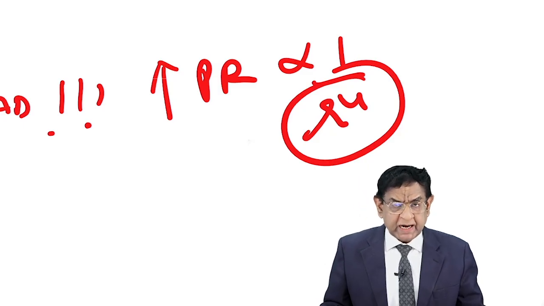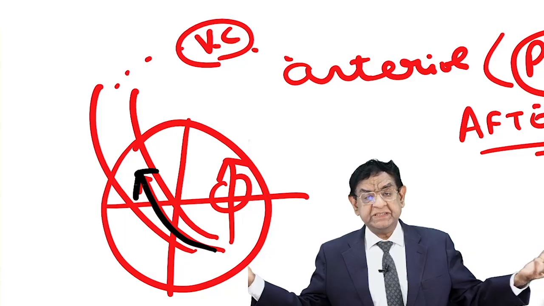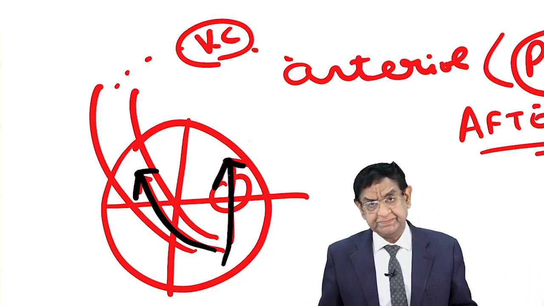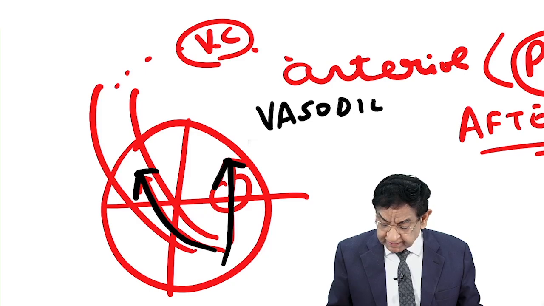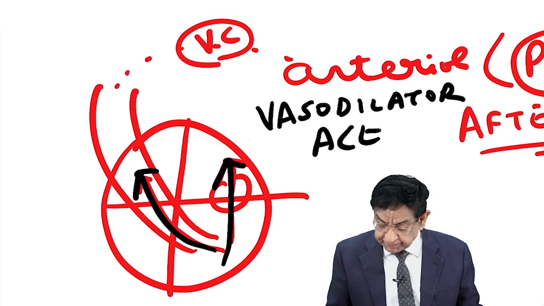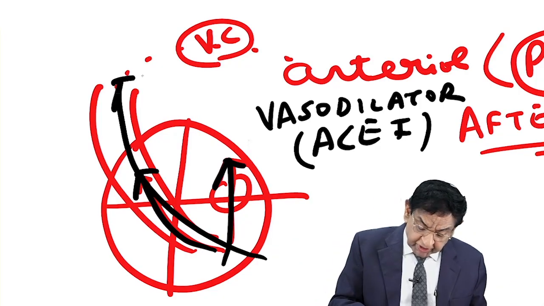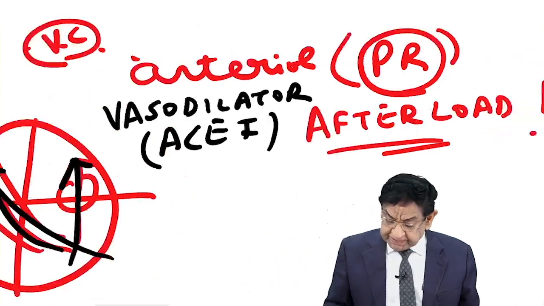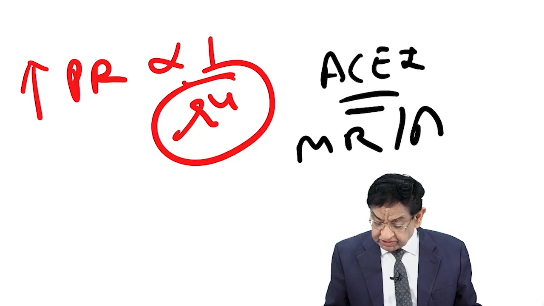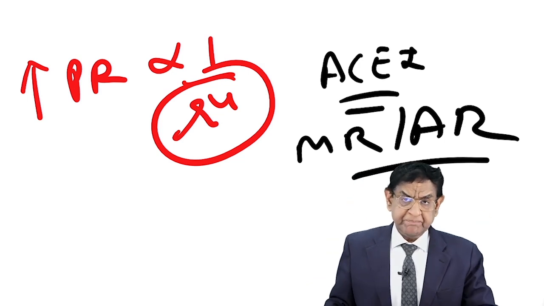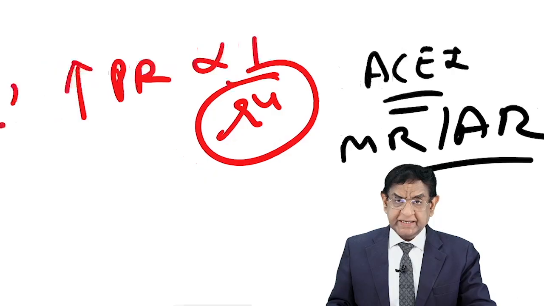So definitely, if the arterioles are constricted, less blood will go to the aorta because resistance is very high. More and more blood will go this way. But suppose you use a vasodilator like ACEI. We all know ACE inhibitors are vasodilators. They will reduce the peripheral resistance, so this will help in the forward flow. That's the basic idea of using ACEI in both mitral regurgitation as well as aortic regurgitation. The same principle applies. So vasodilators are used in MR and AR.